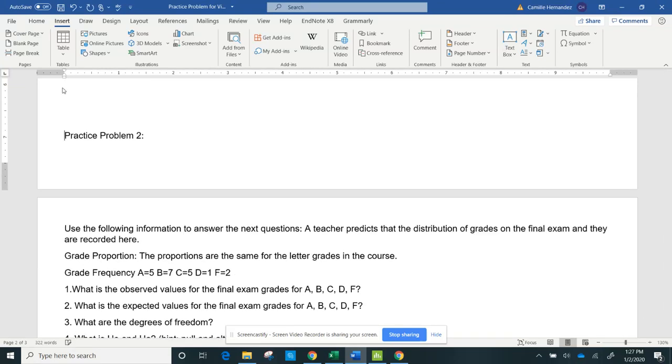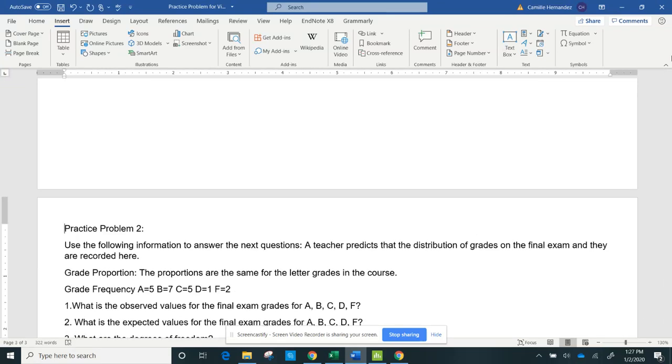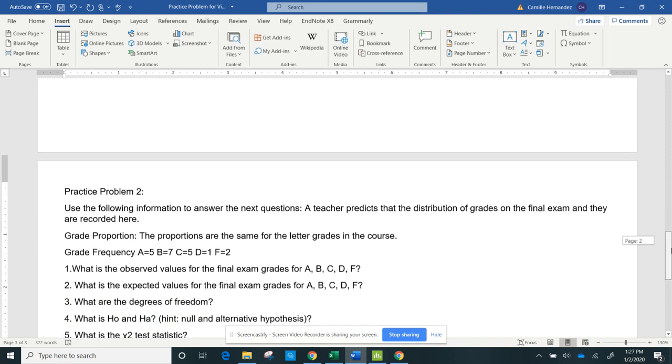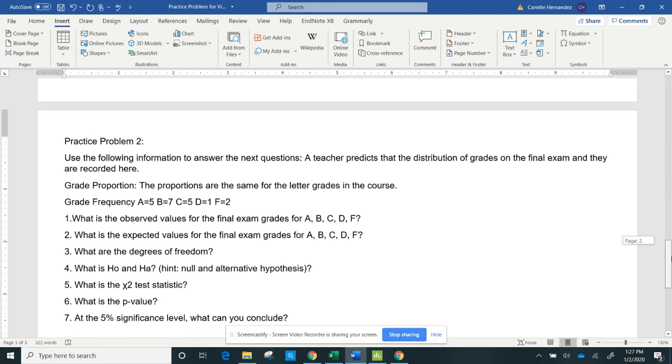So now I'm going to do another practice problem. And if you watched the first practice problem video, you saw that I had very similar data. But now there's a little bit of a twist to this one. While I still have the observed data that's the same, now my expected has changed. So a teacher predicts the distribution of their grades on the final exam, and here's the data.